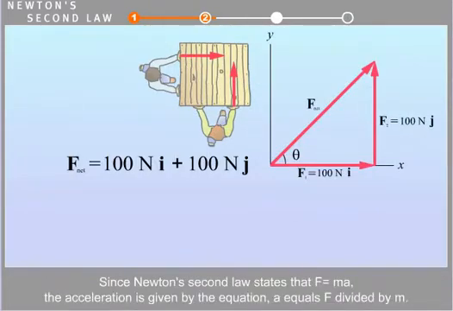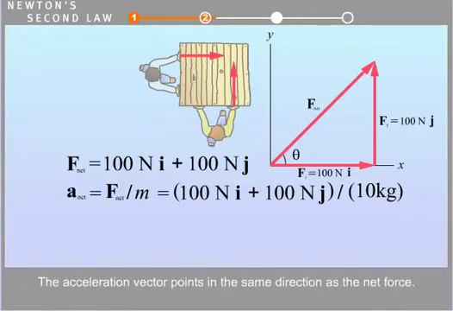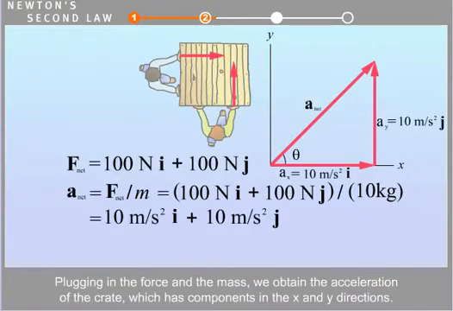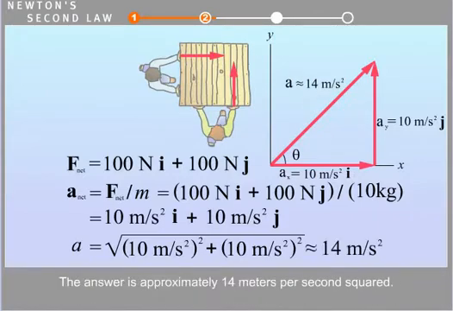Since Newton's second law states that F equals ma, the acceleration is given by the equation a equals F divided by m. The acceleration vector points in the same direction as the net force. Plugging in the force and the mass, we obtain the acceleration of the crate, which has components in the x and y directions. To obtain the magnitude of the acceleration, we add the square of the x and y components of the acceleration vector and take the square root. The answer is approximately 14 meters per second squared.